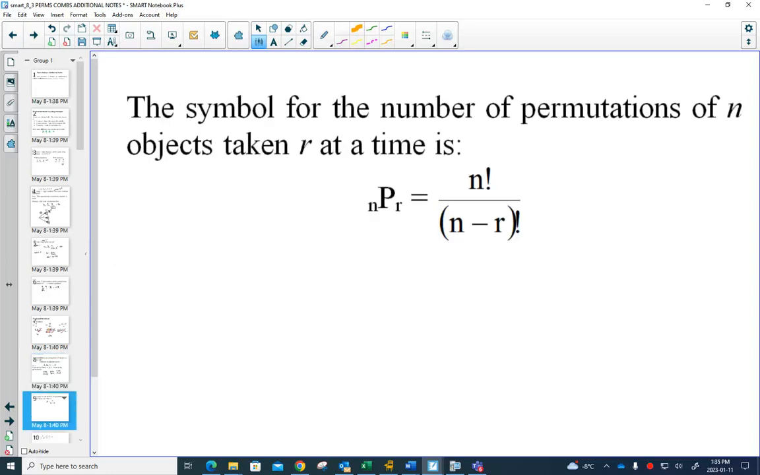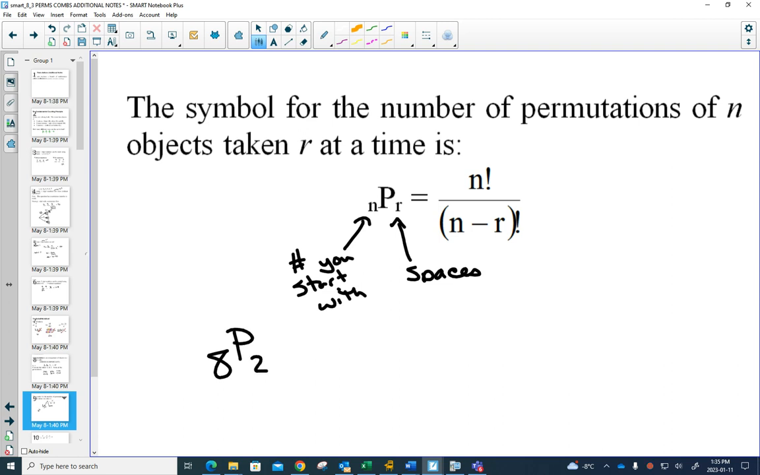And we had the formula in our textbook as well. I have it in these notes. The number of permutations. We can remember that the R stood for the spaces. Whatever that number was, that's the number you start with. So if you had 8P2, your formula says this is 8 factorial over (8 minus 2) factorial, which is 8 factorial over 6 factorial.